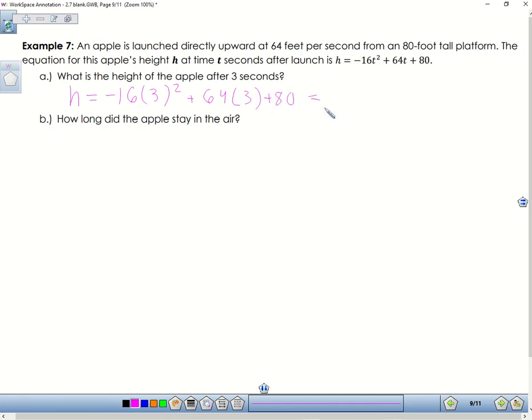And that's going to be 3 times 3. Negative 144 plus 192 plus 80. I'm getting 128 feet.